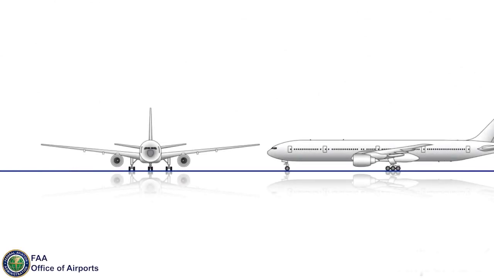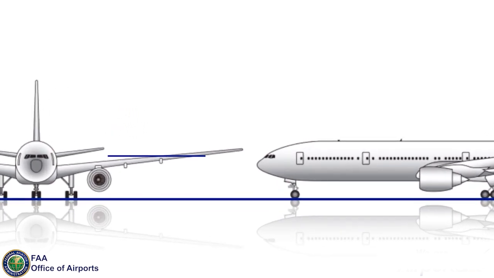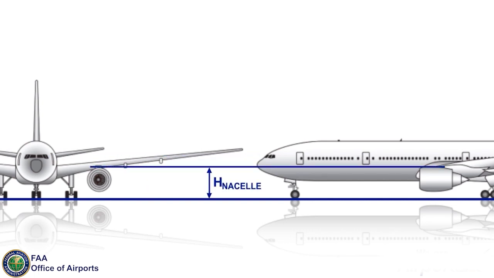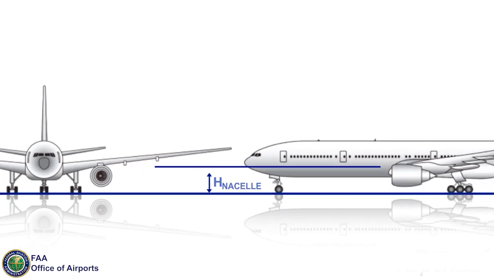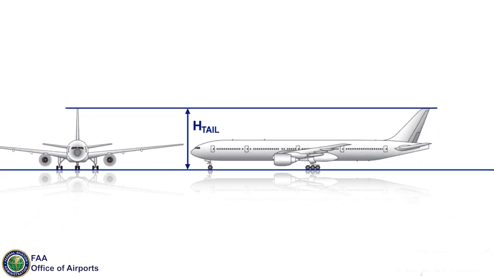Consider these three aircraft dimensions when designing an EAT. The H-sub-I dimension is the height of the pilot's eye above the pavement for the critical aircraft taking off on the runway. The H-sub-nacelle dimension is the height of the engine's nacelle above the pavement for the critical aircraft on the EAT. The H-sub-tail dimension is the tail height above the pavement of the critical aircraft on the EAT.